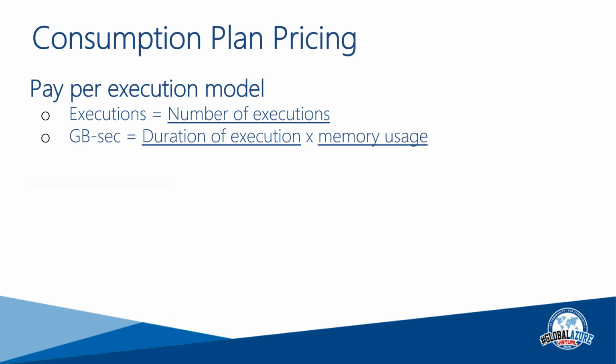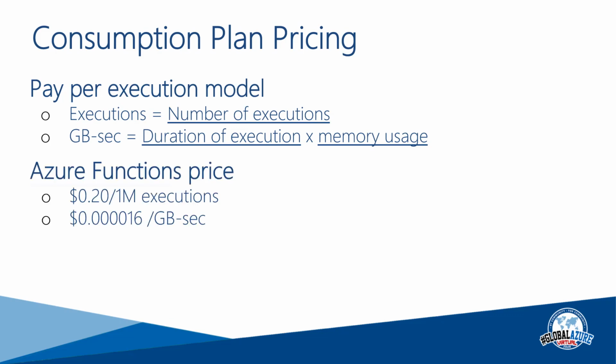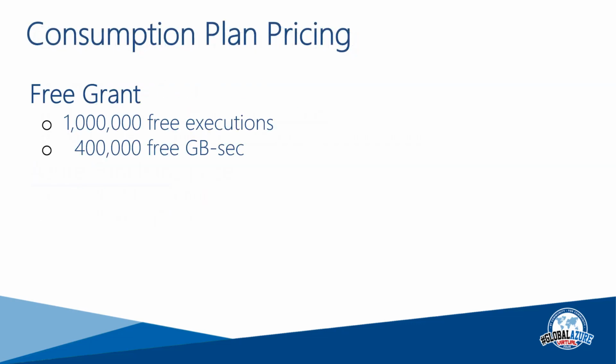The way that this works is it will charge you by the number of executions and also the gigabyte seconds. The gigabyte seconds is how long something takes and how much memory was used. And then here are the prices that you pay. You pay 20 cents US dollars per 1 million executions and 0.00016 cents per gigabyte second. Now, the nice thing though is that you actually do get a free grant. Per subscription, you get 1 million free executions and 400,000 free gigabyte seconds.